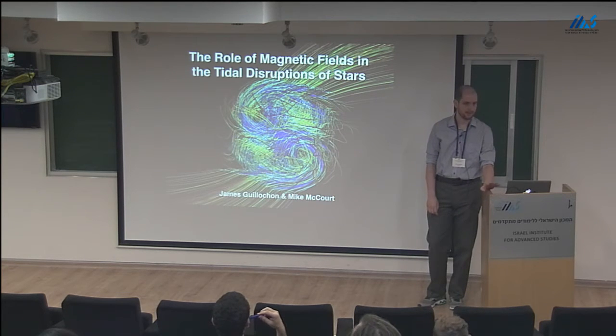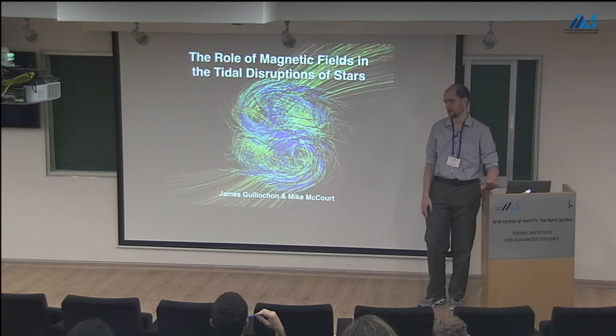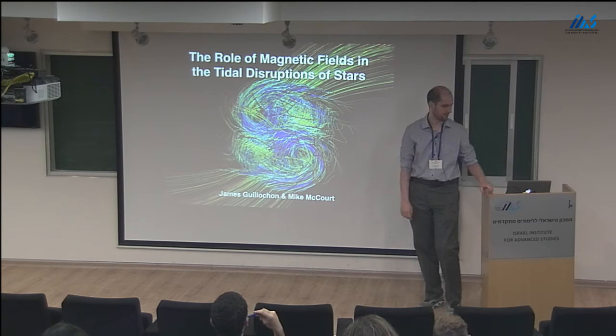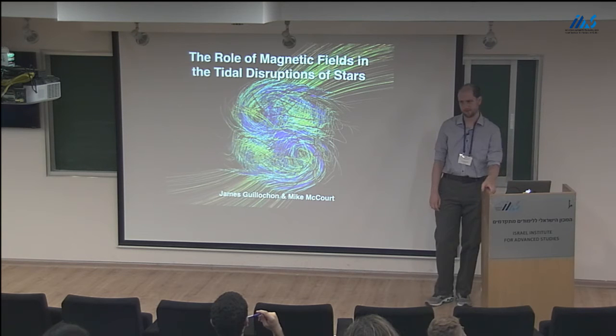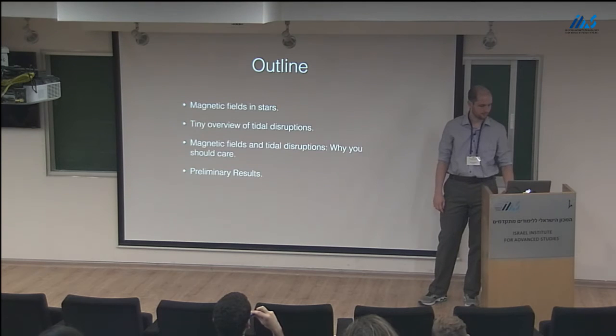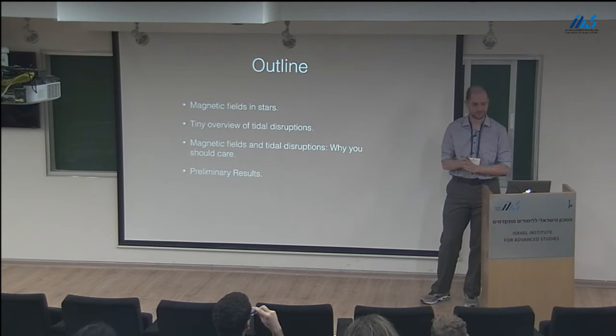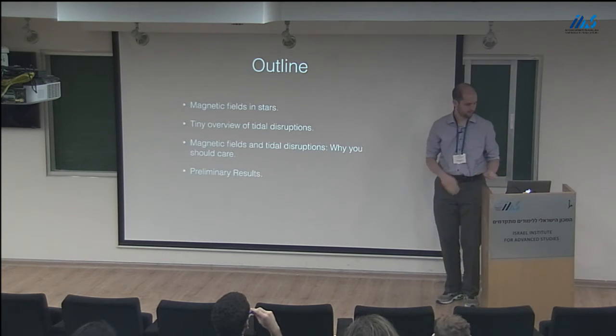It also could have implications for the magnetic fields of stars that are partially disrupted by black holes. In principle, this process could lead to an amplification, which could give you stars that are highly magnetized if they've encountered the black hole previously. This work was done primarily with Mike McCourt, who's now at Santa Barbara and was my office mate last year. So the brief outline: I'll talk about magnetic fields and stars briefly, give a tiny overview of tidal disruptions, even tinier here because everyone knows what I'm talking about, hopefully. I'll talk about magnetic fields and why you should care, and show some preliminary results.